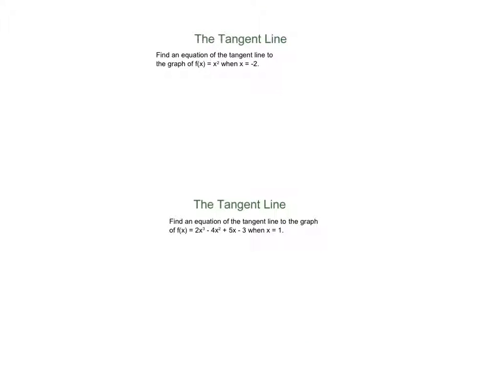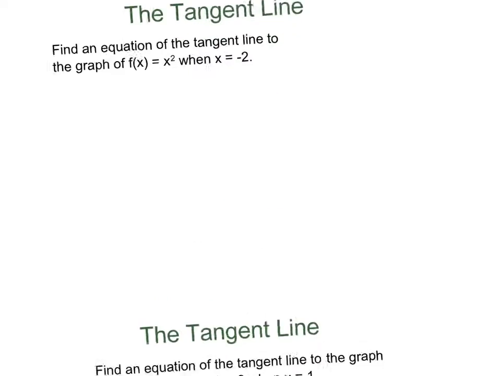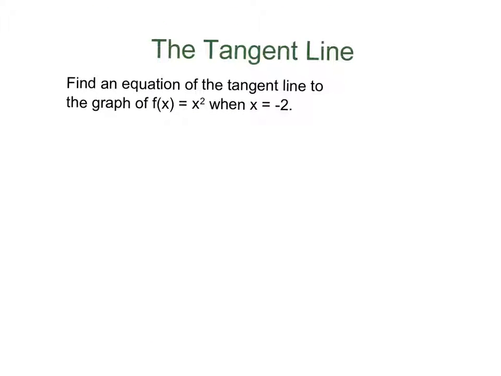All right, the next one is going to be finding the equation of the tangent line of f of x equals x squared when x equals -2. The first thing that you want to do is actually figure out what the coordinate is that matches this. So in this case, I'm going to plug in -2 for x because I want to see the matching y value at the original function. Okay, so the coordinate is -2, 4.